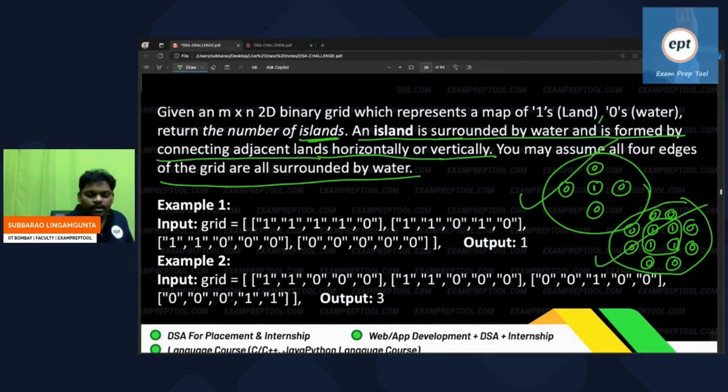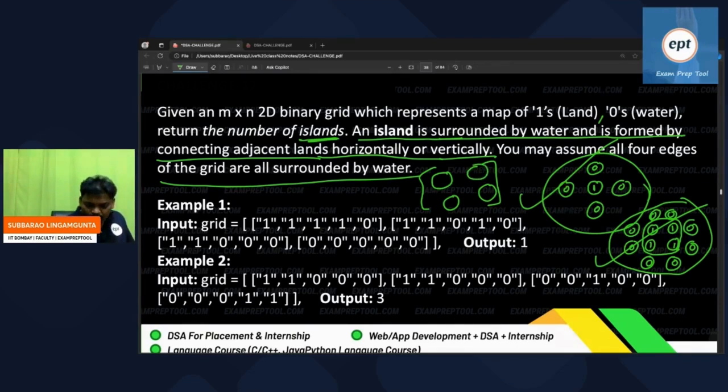So they are given m by n, one big matrix. There may be one island, it may be one island, it may be one island. You have to identify all the islands.